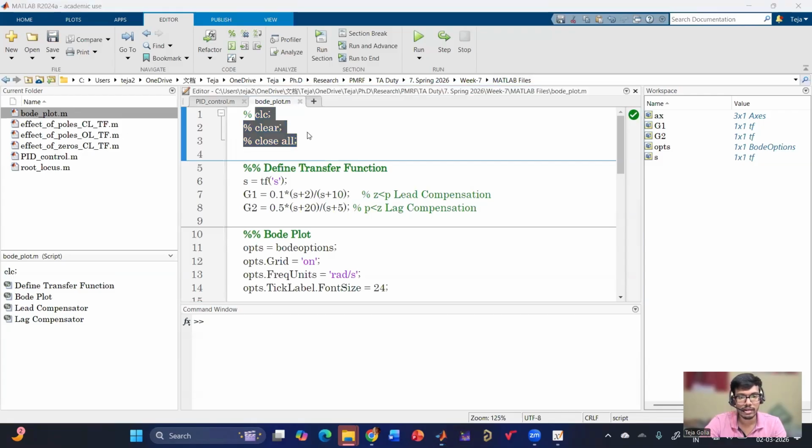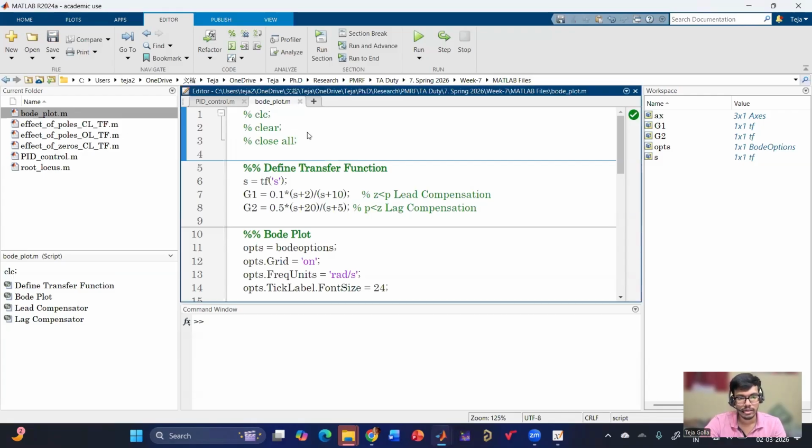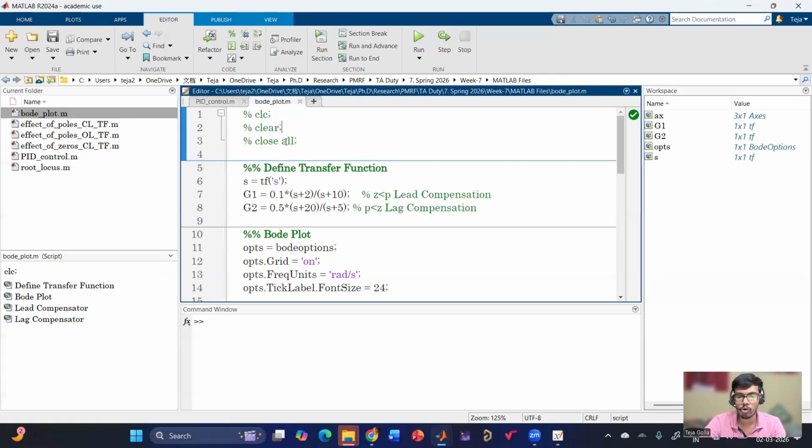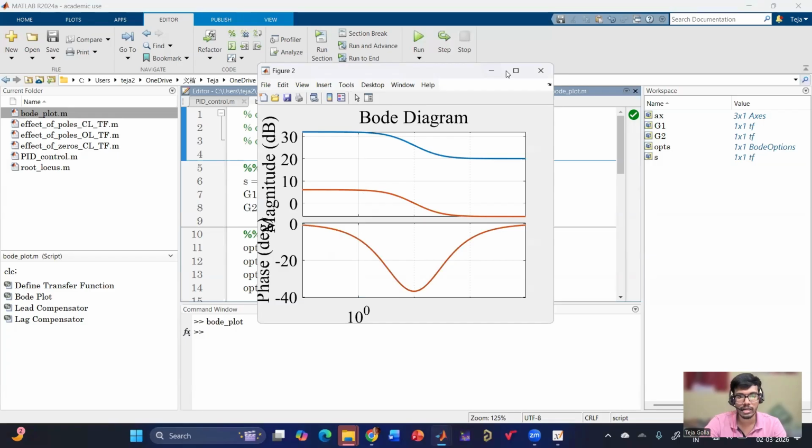if I comment this, then what is happening? Then the plots, the figures that are there, will not be closed, because if I'm commenting this close all, it means the figures will not be closed. If I uncomment, the figures will be automatically closed.